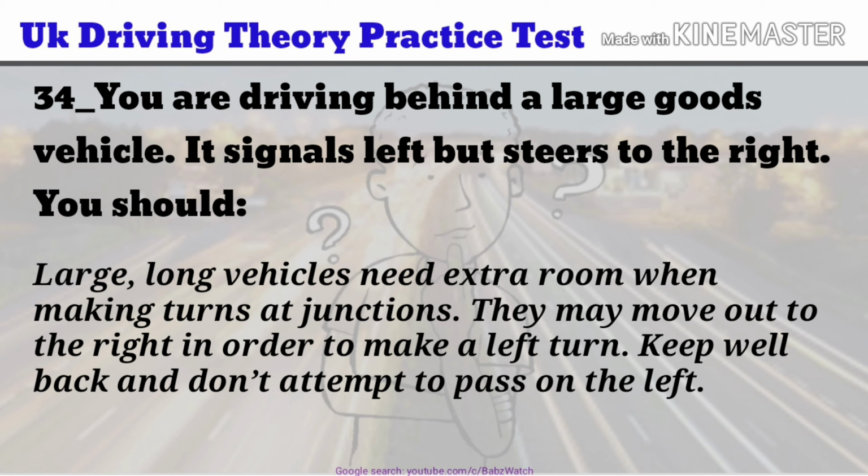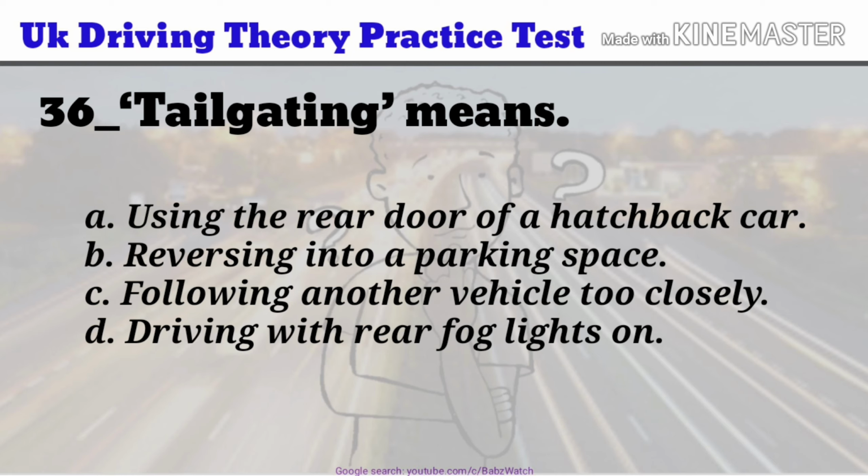UK driving theory practice test question 36 of 50. Tailgating means: A. Using the rear door of a hatchback car. B. Reversing into a parking space. C. Following another vehicle too closely. D. Driving with rear fog lights on. The correct answer is C.